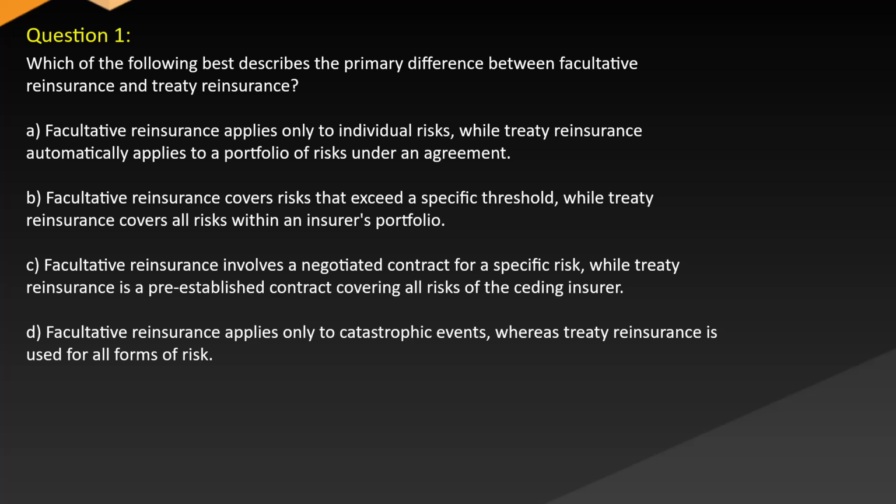portfolio. C. Facultative reinsurance involves a negotiated contract for a specific risk, while treaty reinsurance is a pre-set contract covering all risks of the ceding insurer. D. Facultative reinsurance applies only to catastrophic events, whereas treaty reinsurance is used for all forms of risk.